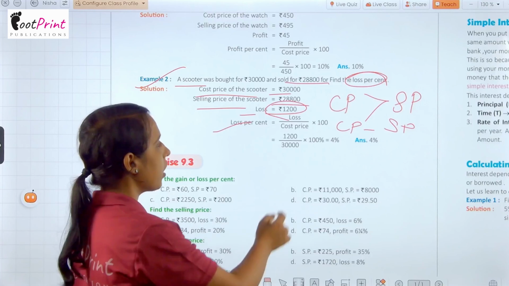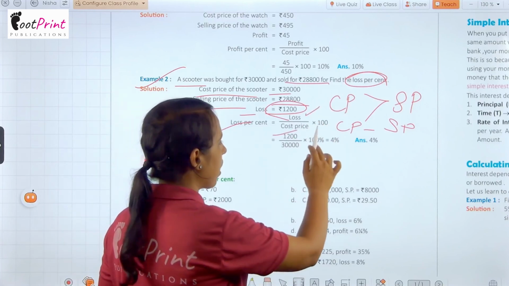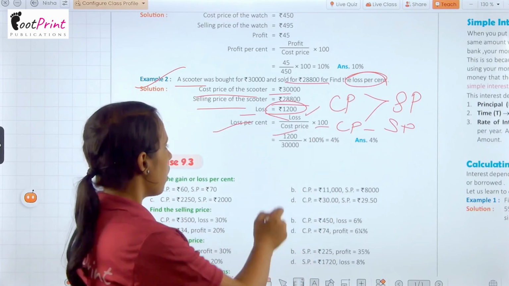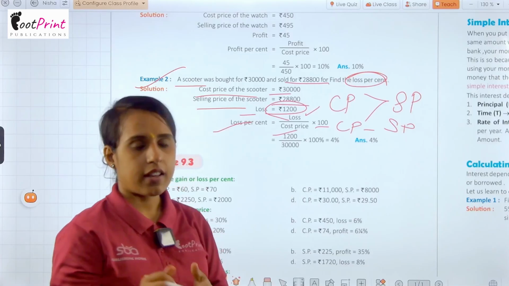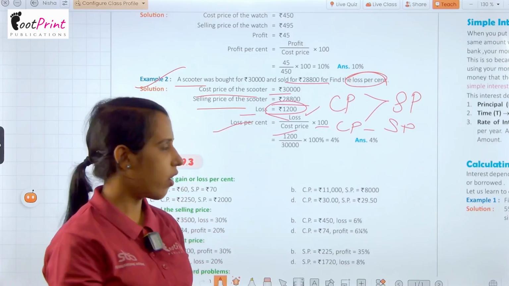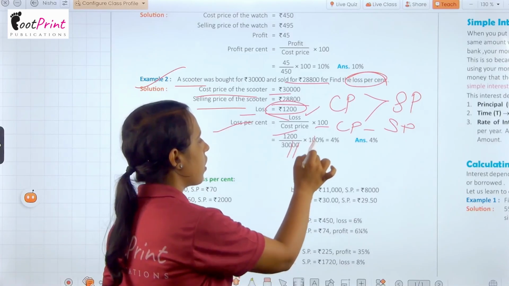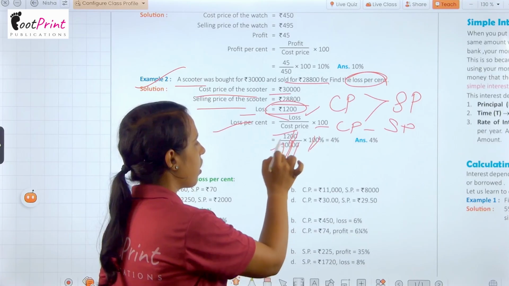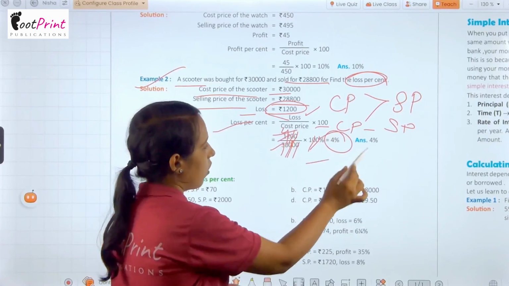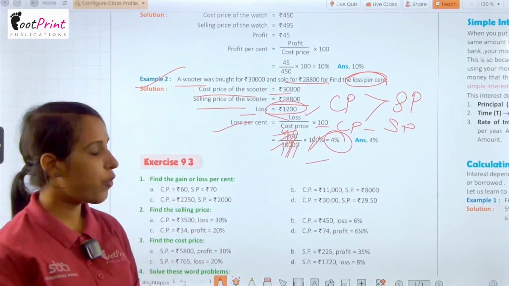So how do we find? Loss upon cost price into 100. Okay, loss is here 1200 and the CP is 30,000 into 100, and after cutting all the zeros, here we have 3 4s 12, 4%. The loss is equals to 4%. Okay.